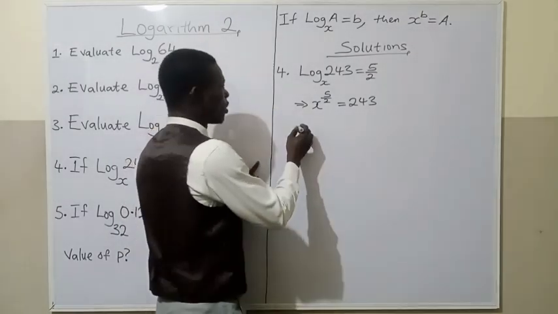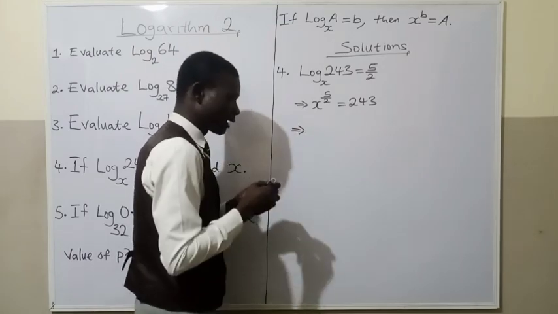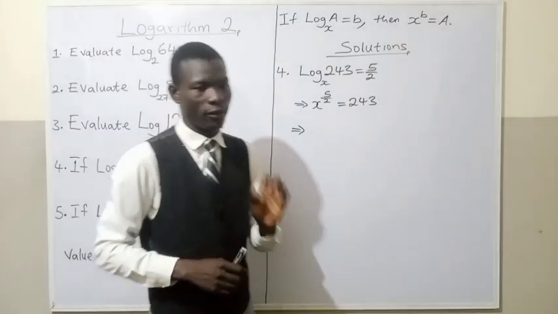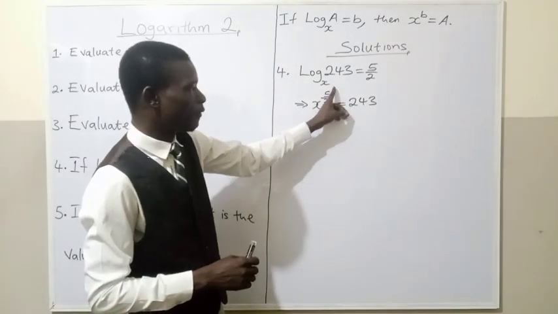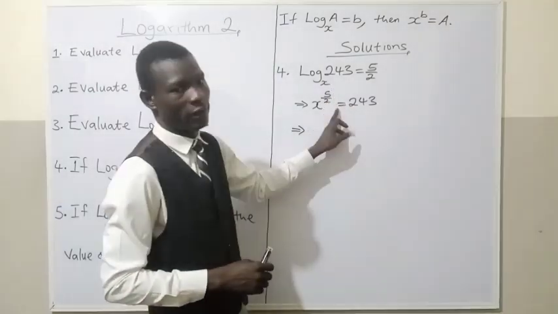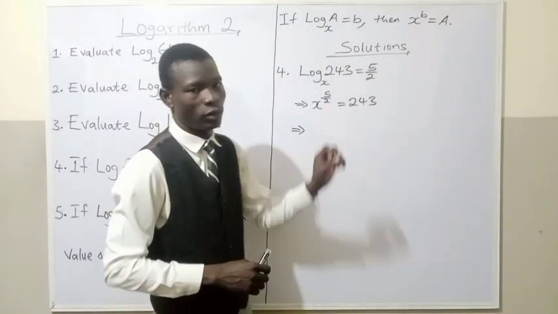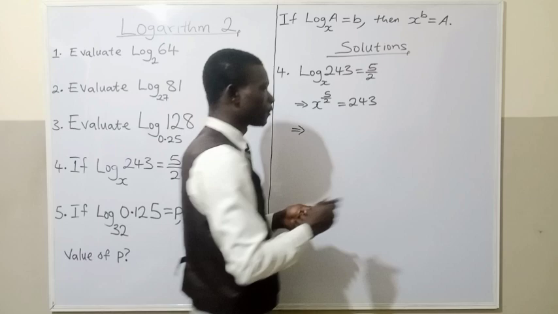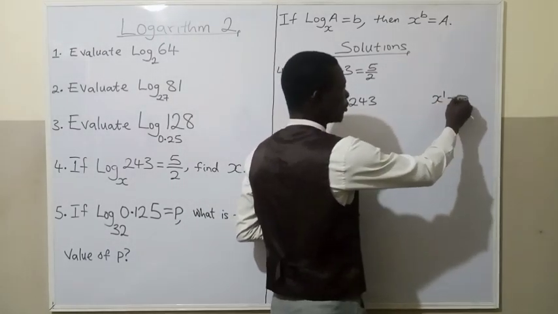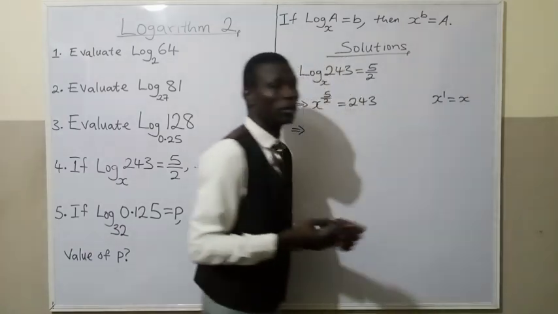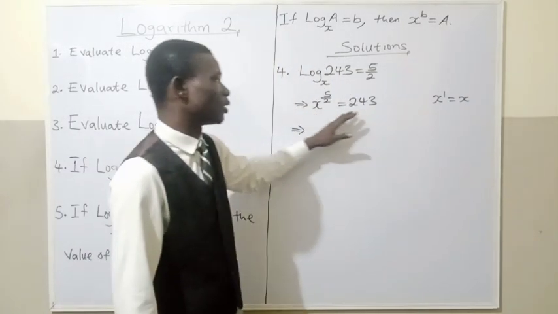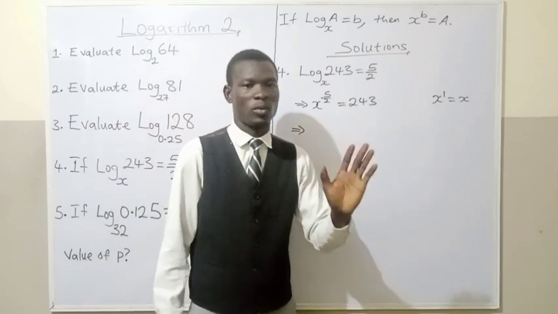Okay, so when we have this, our target is to find the value of x. Now, how do we get the value of x? X is having a power of 5 over 2. Then we want to take away this power 5 over 2, so that we'll be having just a power of 1. Because of course, when x has a power of 1, x raised to power 1 is just the same thing as ordinary x. And if we are able to achieve this, it means that we have been able to achieve our goal. That is what we are looking for.